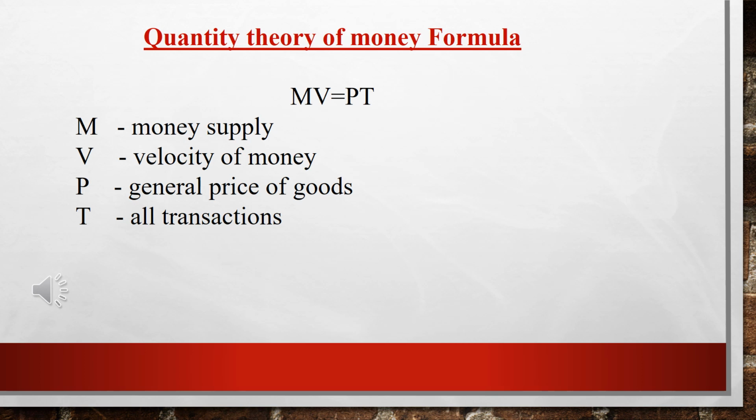Quantity theory of money formula. MV equals PT. M refers to money supply, V is velocity of money, P is general price of goods, T is all transactions. MV equals PT: money supply into velocity of money equals general price of goods into all transactions.